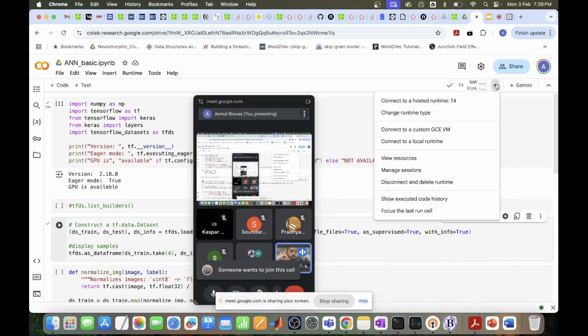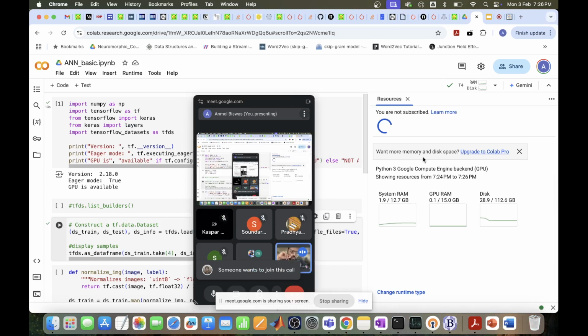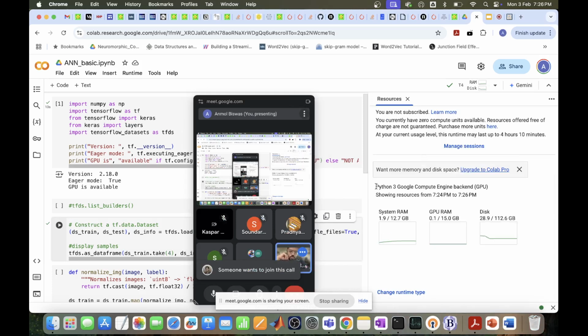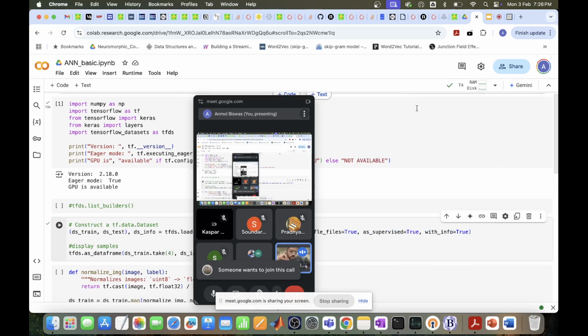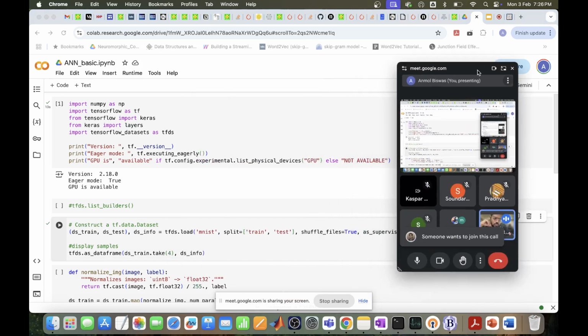You can see over here a few resources, right? So basically, what I'm running here is a Python 3 kernel with a Google server backend, right? So this is running on the cloud, and you get a very decent setup. You get like 12 GB of RAM, and you can get a 15 GB GPU for free, but of course it is limited how much you can use this.